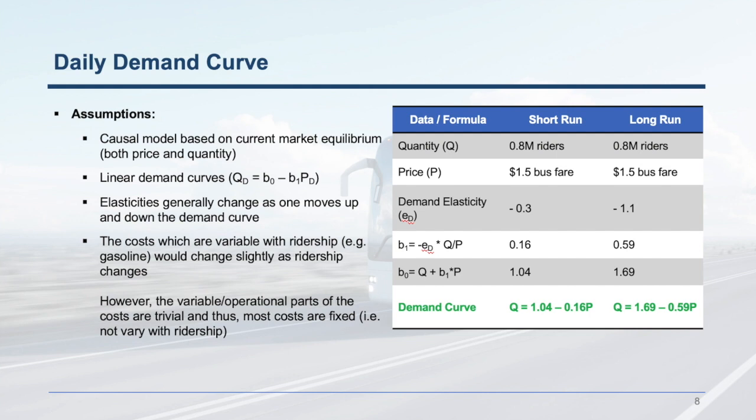So the case provides us with the total number of riders of 0.8 million, the bus fare, and in the short run, the demand curve is actually Q equals 1.04 minus 0.16p, and this is based on our calculations of B1 and B0, which is 0.16 and 1.04. For the long run, we are looking at demand curve of Q equals 1.69 minus 0.59p, which is actually derived from the 0.59 and 1.69 B1 and B0 respectively.